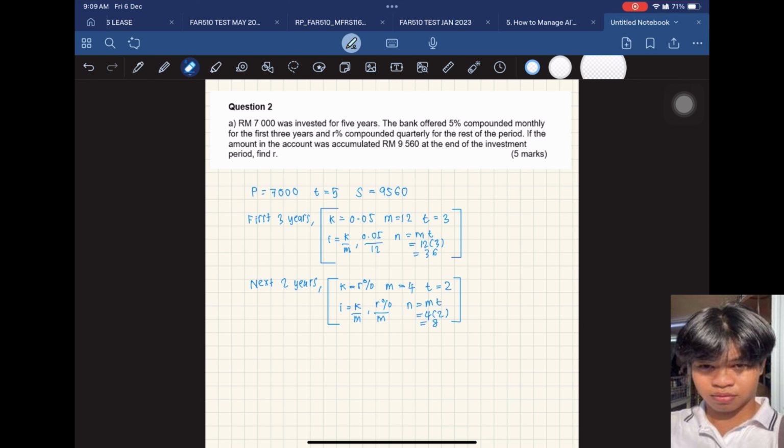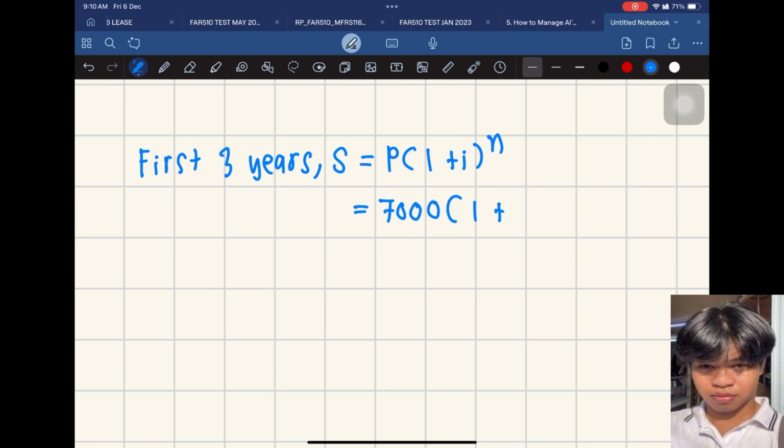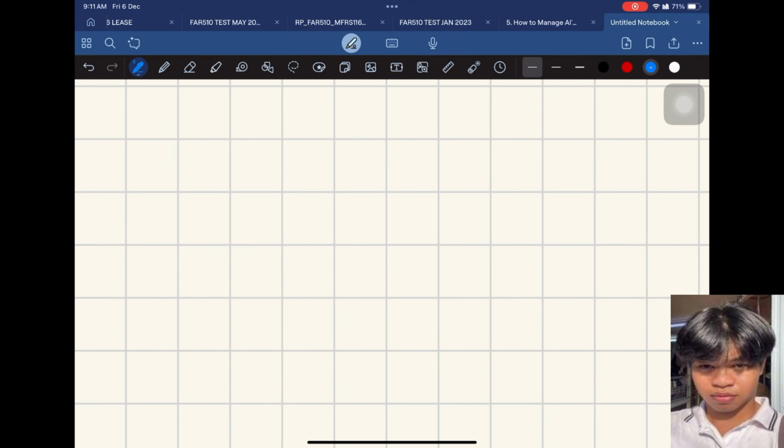This is all the information in question 2A, so you must put it in the solution, where you need to find R. First of all, for the first 3 years, you need to use the formula S equals P(1 plus I) to the power of N, where 7,000 times (1 plus 0.05 over 12) to the power of 36. When you calculate, you will get the answer 8130.31. Actually, S equals P for the next part.